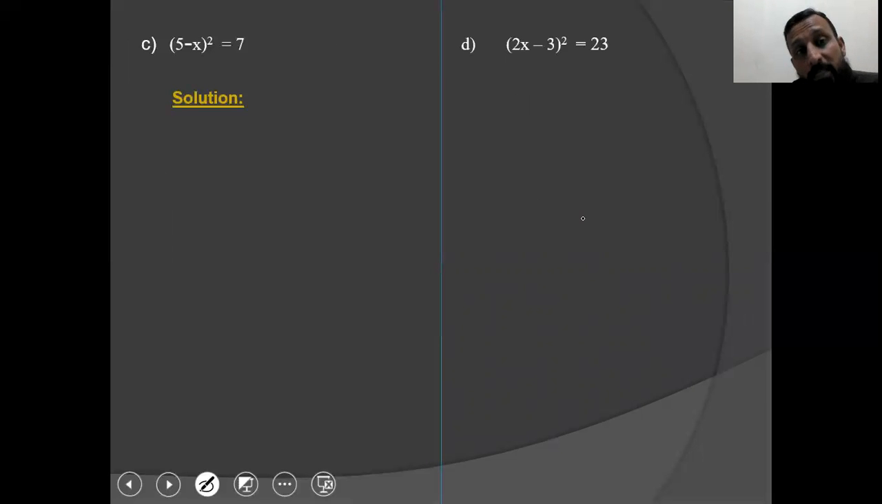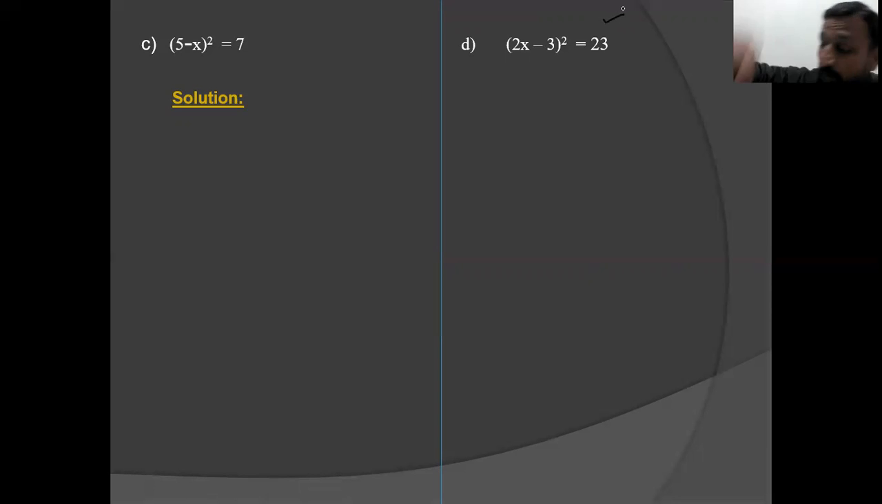Okay, now the same question, taking square root method, but this time we don't have any perfect squares on the right hand sides, right? We don't see any perfect squares on the right hand side. 7 is not a perfect square. 23 is not a perfect square, but still you have your calculators with you. You can take square roots by using your calculators. You are allowed to use calculators, right?